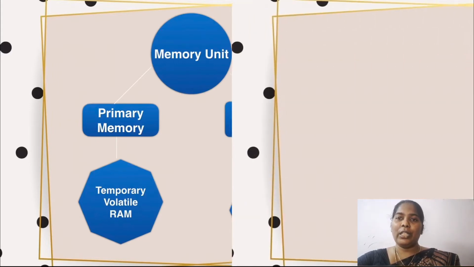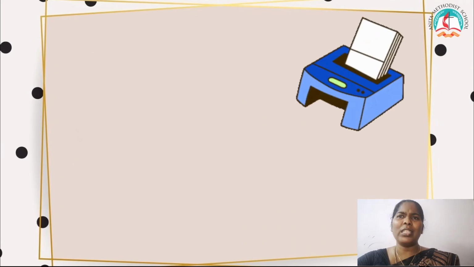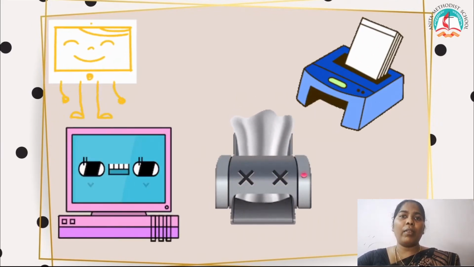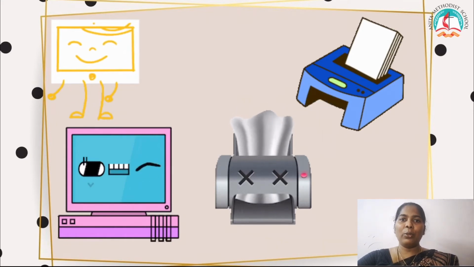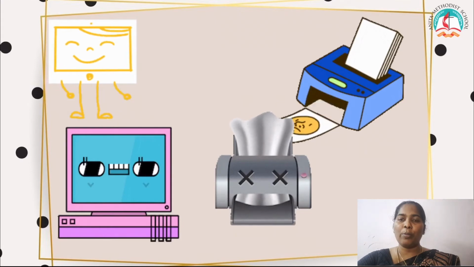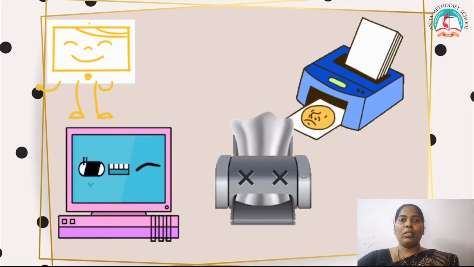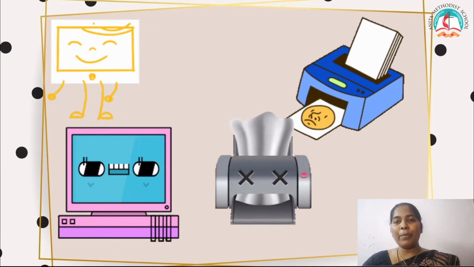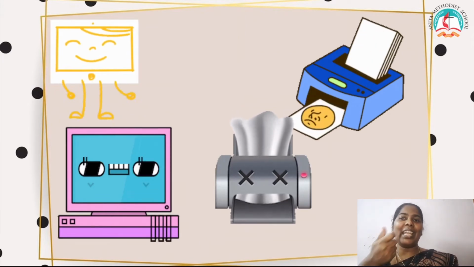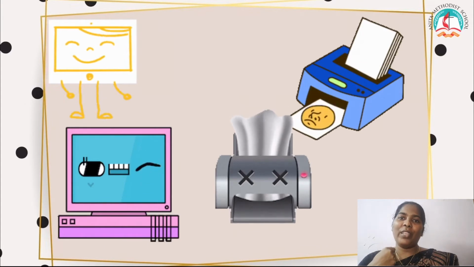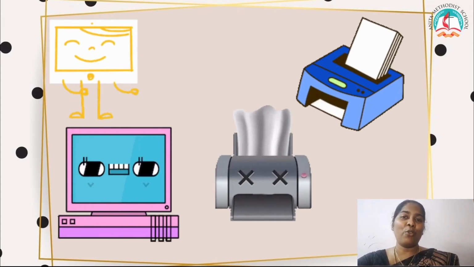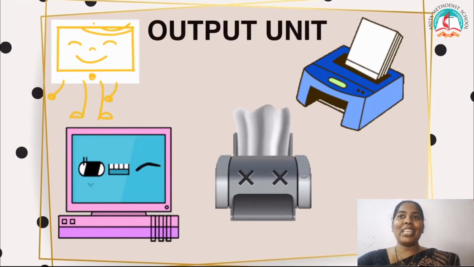Next we are going to learn about the output unit. What is this? Yes, monitors and printers. How do I get the output? Through the monitor. If I want to print some documents, I can use the keyboard to enter the data, and then click on print. Then using the printer, I can get the hard copy of the data. For that reason we are using the output unit. So it gives the desired output for the user.